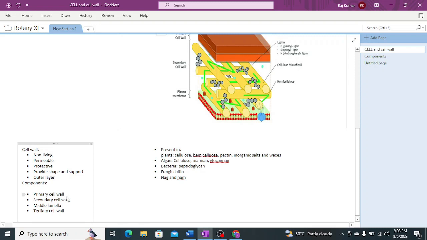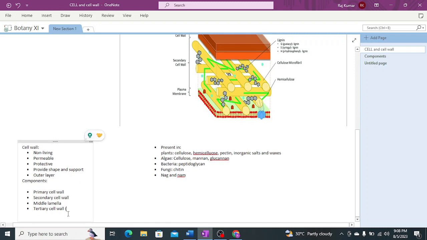These are polysaccharides which are made up of different structures, and we will be discussing that sometime in another video. Here in components, we have four components: primary cell wall, secondary cell wall, middle lamella, and tertiary cell wall. Among these four components, the tertiary cell wall is rarely found in plants, although it is found in other organisms such as bacteria, algae, as well as fungi.